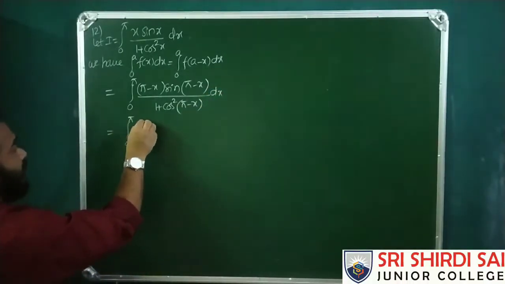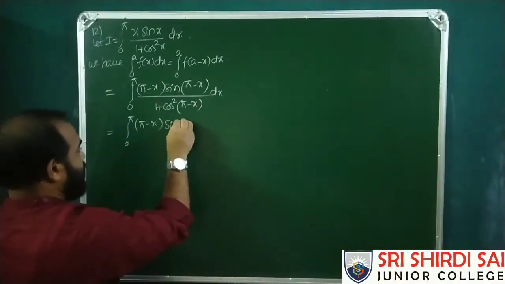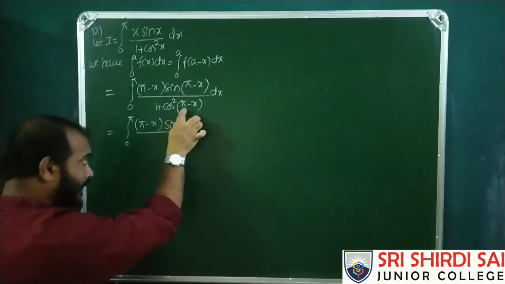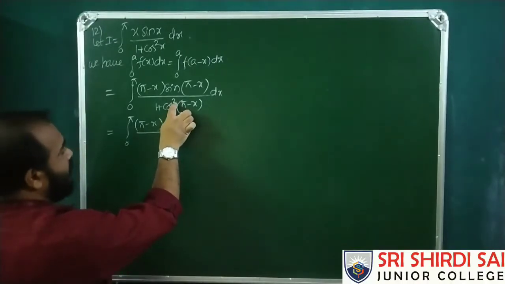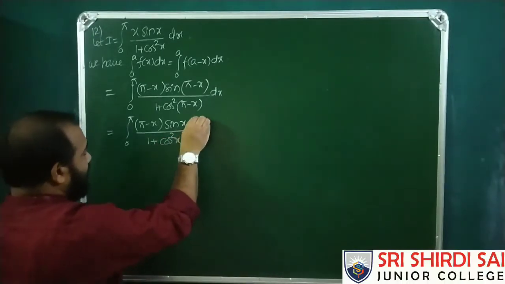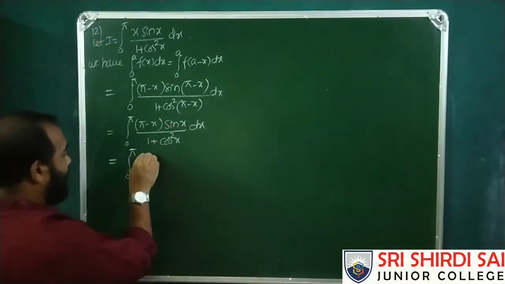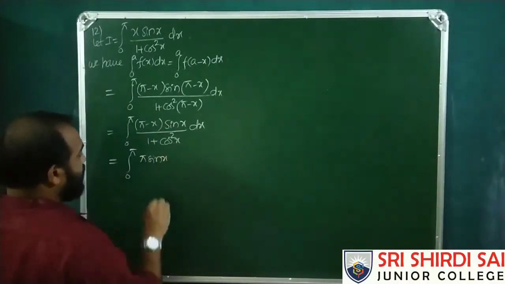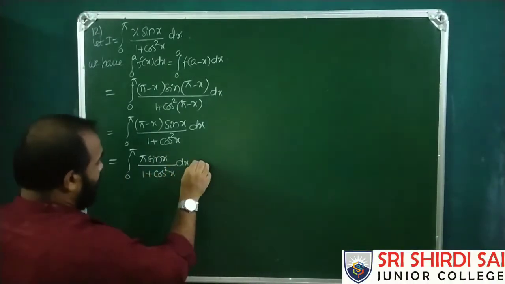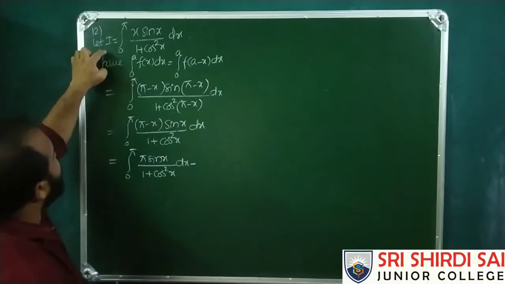Integral 0 to pi minus x, sin 180 minus x is sin x, by 1 plus cos 180 minus x is minus cos x. In the second quadrant cos is negative, but the whole square makes it positive. Therefore this is 1 plus cos square x dx. So 0 to pi, this is pi sin x by 1 plus cos square x dx minus integral 0 to pi x sin x by 1 plus cos square x dx.